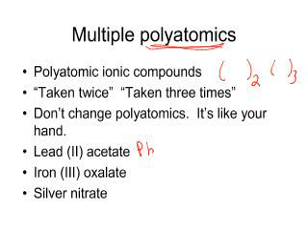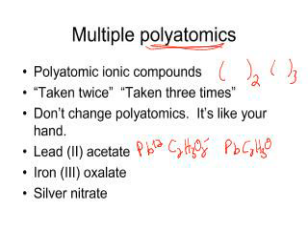Lead-2 acetate. Lead-2 is Pb +2. Acetate, C2H3O2 negative. Crisscross. Pb1, C2H3O2 2, no. O4, no. Oh, 2 acetates.